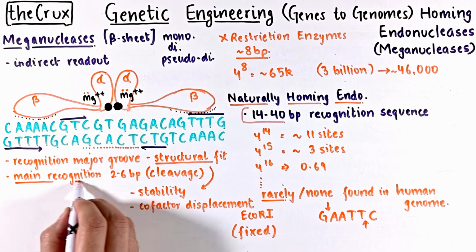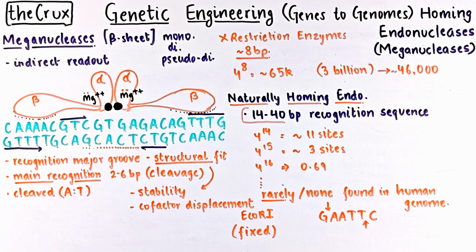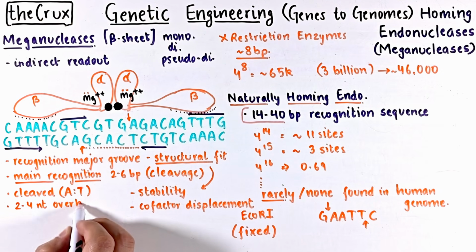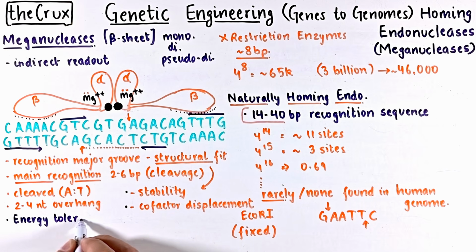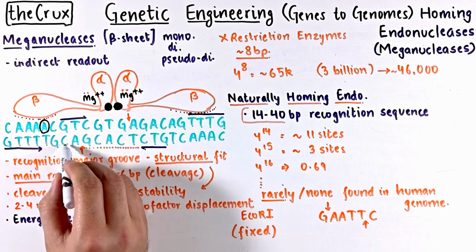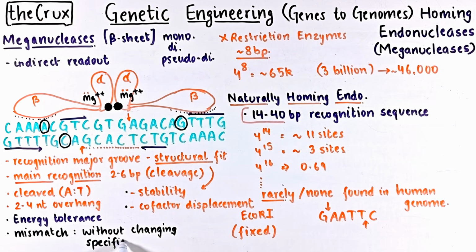But if the structural fit ends up being good, the central bases are then recognized without any problems, and the DNA is cleaved near the AT base pair that tends to leave about 2 to 4 nucleotides as overhang. So these stability and displacement mechanisms are quality control mechanisms to reach a proper energy balance. This also means that if you have some of these nucleotides mutated or mismatched, the enzyme might still be able to recognize the site and still cleave the DNA. And this type of flexibility does not exist in restriction enzymes.